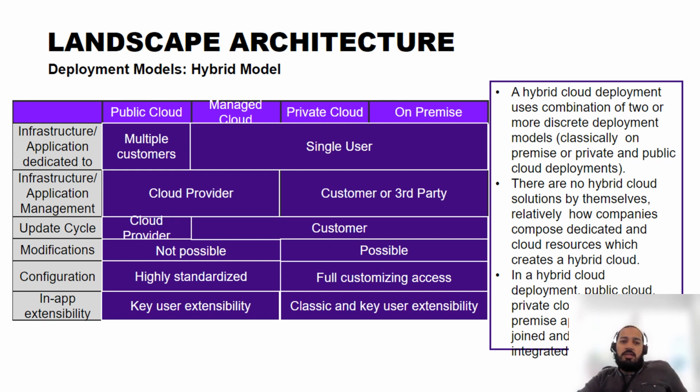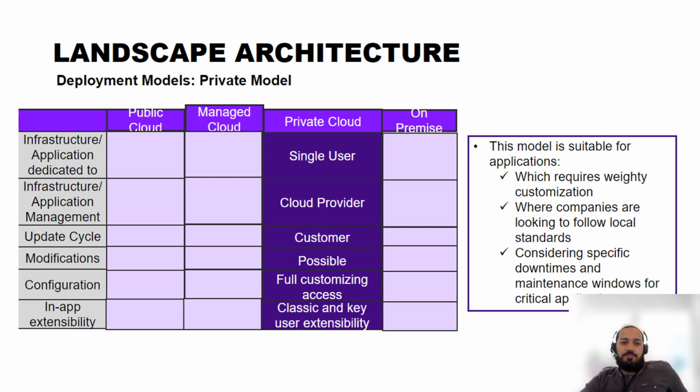Public cloud can have multiple customers, whereas private and on-prem will have single users. Public cloud has the cloud provider managing it, and on-prem it is the customer or a third party. Update cycles are done by the cloud provider in public cloud, and on-prem they have to be done by the customer. Modifications are not possible on public cloud, on the other hand, it is possible on-prem. Configurations are highly standardized, whereas on-prem you have full customizing access. In-app extensibility is different: key user extensibility is there, whereas on-prem it is classic and key user extensibility.